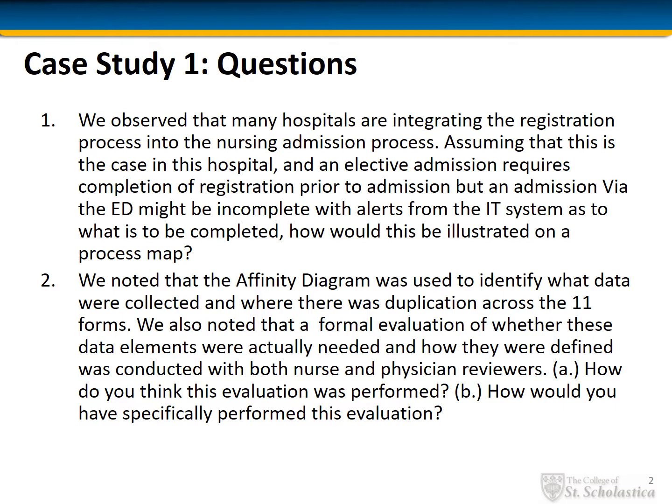We also noted that the affinity diagram was used to identify what data were collected and where there was duplication across the 11 forms. We also noted that a formal evaluation of whether these data elements were actually needed and how they were defined was conducted with both nurse and physician reviewers. How do you think this evaluation was actually performed? How would you have specifically performed this evaluation? Take a moment now to think about these questions and document your answers.